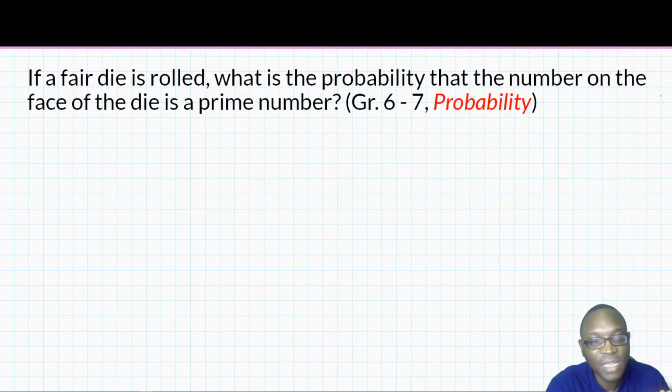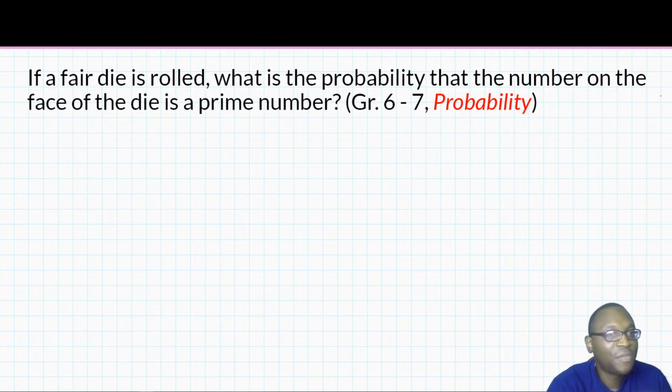So this is for our 6th and 7th graders. It's important to understand what the probability is. Probability means what is the chance that this is going to happen? What is the likelihood that this is going to happen? How possible is it that this will happen? So those are the different ways you look at probability.